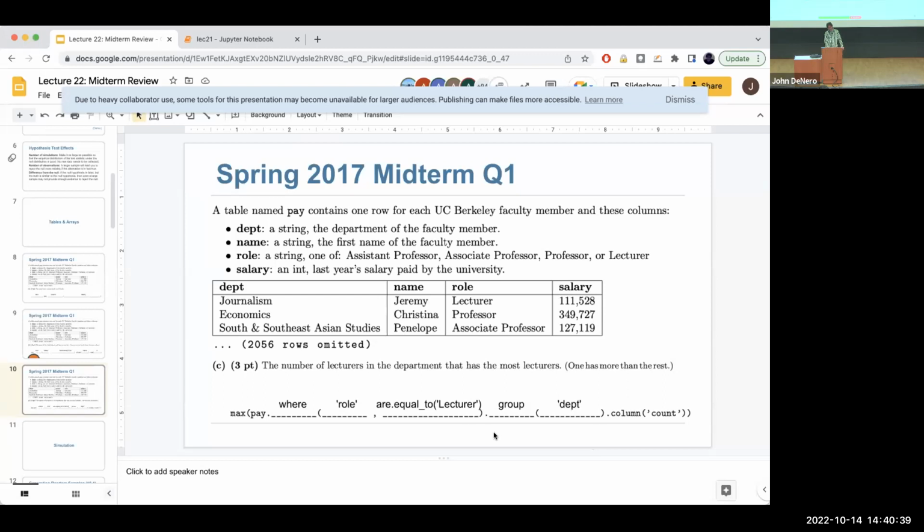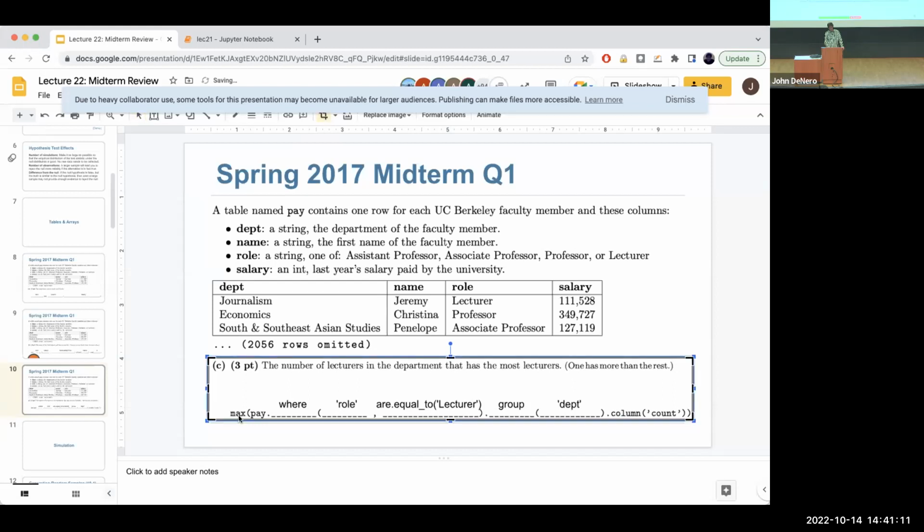What you get here when you group is a table with 1 row per department, and it's ordered alphabetically according to the department. So if you wanted to find the count for the department with the most lecturers, one way would be to sort the whole table and then look in the top row. But it doesn't seem like I can do that here. But another way is to get all the counts and then find the largest one.